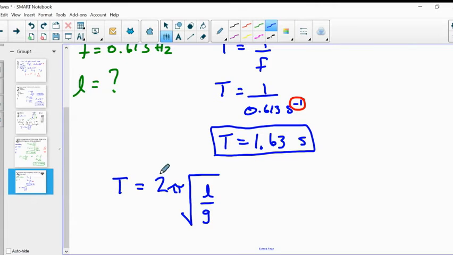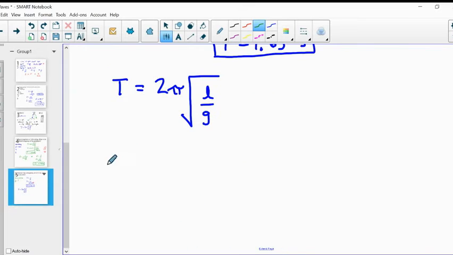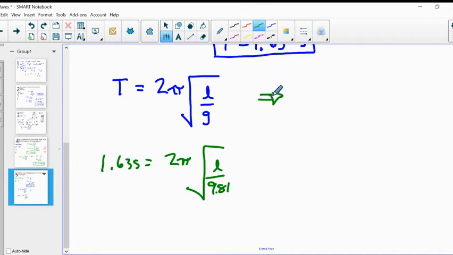I know some of you are going to say, you know what, I just want to take this. So you're going to go, 1.63 seconds is 2 pi times the square root of L over 9.81. And you could solve that. But what I'm going to do is do the algebra to start.